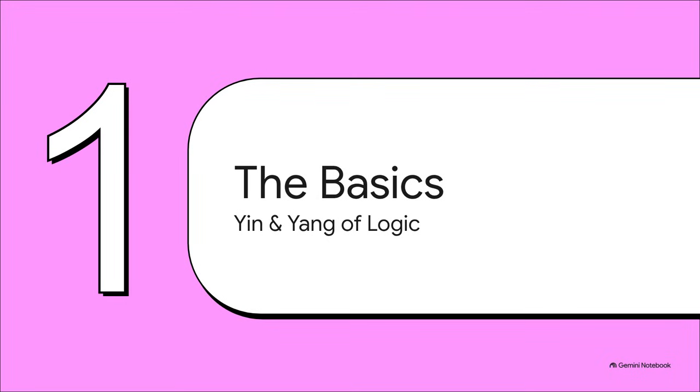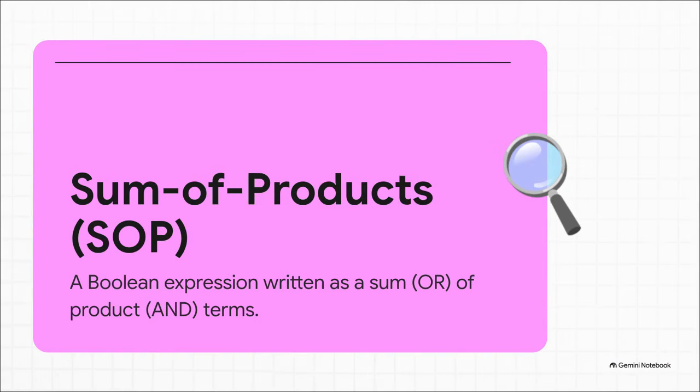Section 1. The basics. The yin and yang of digital logic. Think of our first two concepts as two complementary dialects spoken by every single digital system. The first is sum of products, or SOP. Basically, this is a Boolean expression written as a sum of product terms. In the language of digital logic, that means we are ORing together a bunch of ANDed variables.